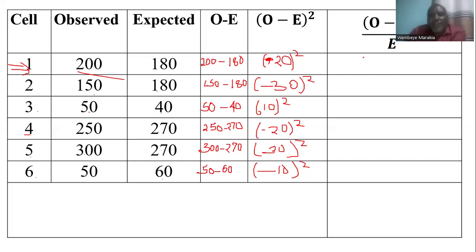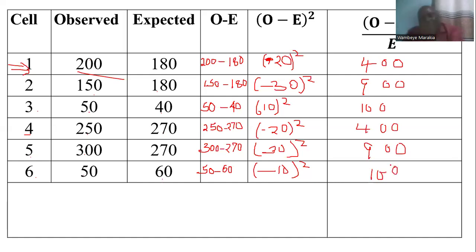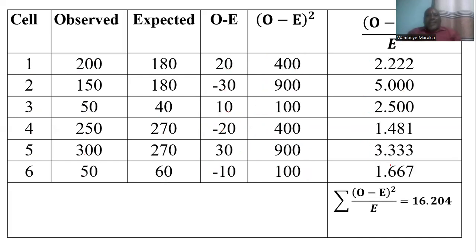Then you will get 400 here. Then here, this one will be 900. This one will be 100. This one will be 400. This one will be 900. And this one will be 100. So having finished filling your table, you'll get something like this one here.